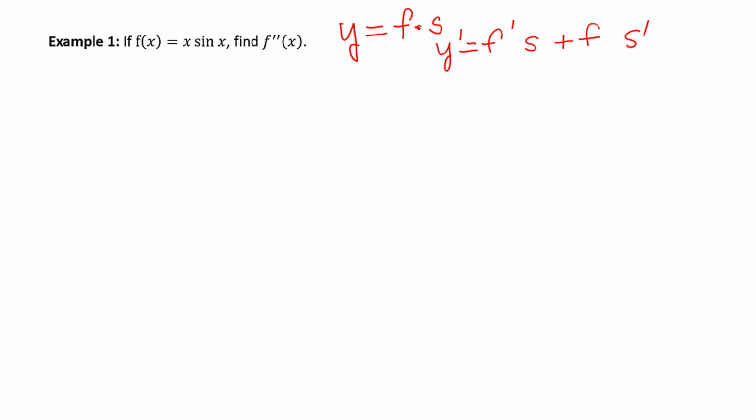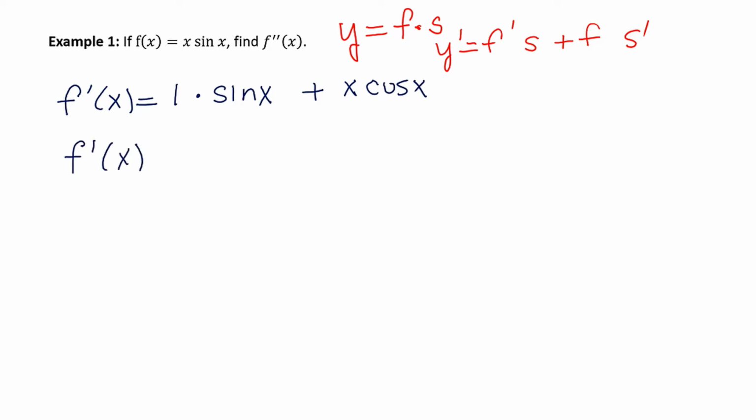Let's find the first derivative. f prime of x is equal to the derivative of the first function x, which is 1, times the second function sine x, plus the first function x, times the derivative of the second function sine x, which is cosine x. The first derivative, f prime of x, is sine x plus x cosine x.